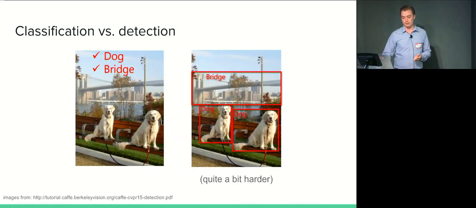What's a lot harder still is to do detection. Instead of giving an image and asking does this have a dog, does this have a bridge in it, detection is, can you draw a box around where the bridge is and label it correctly as a bridge? Can you draw a box around every object that's in this image and correctly label what that object is?